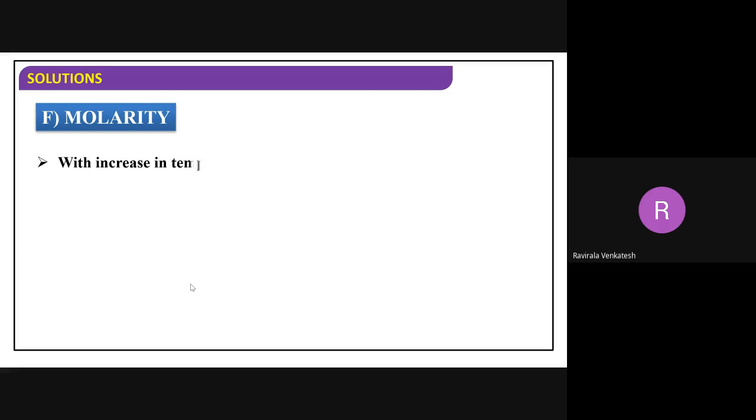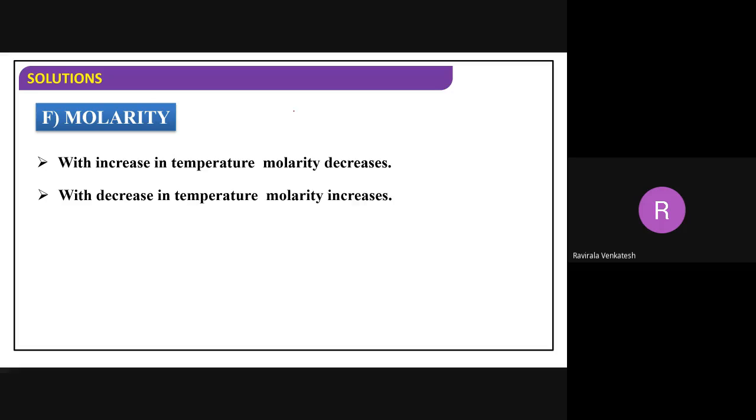Now based on that, volume is directly proportional to temperature, and molarity is inversely proportional to volume. So finally we can say, with increasing the temperature, molarity decreases. With decreasing the temperature, molarity increases. Isn't it? So this is the thing we can identify based on these two formulas.